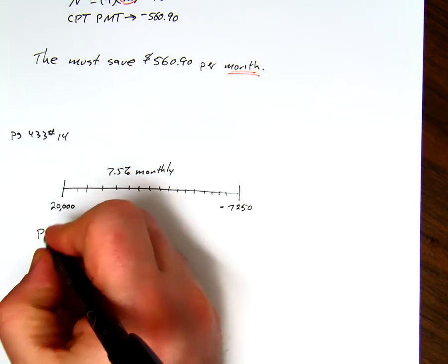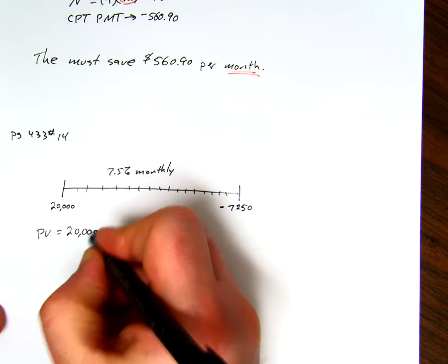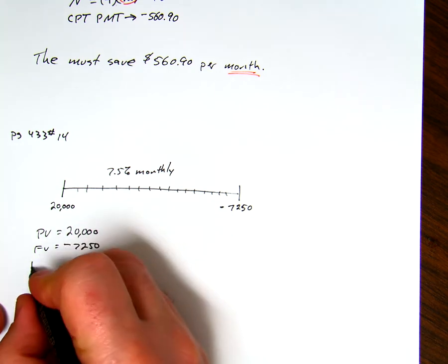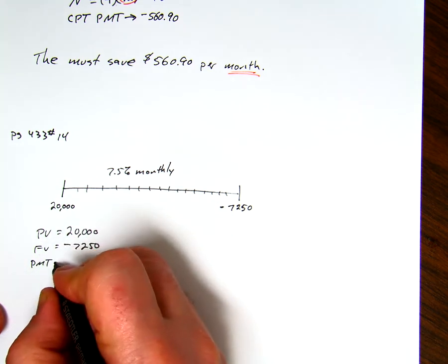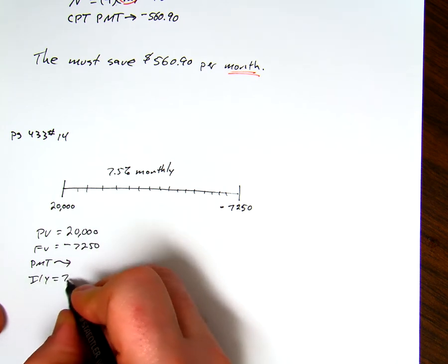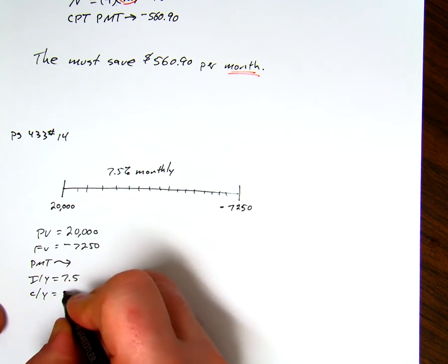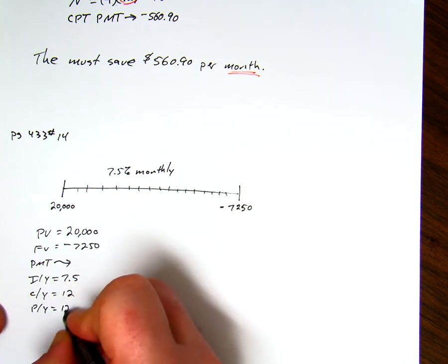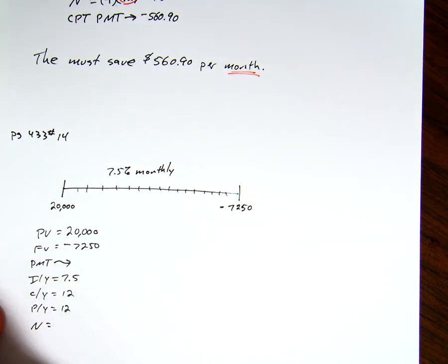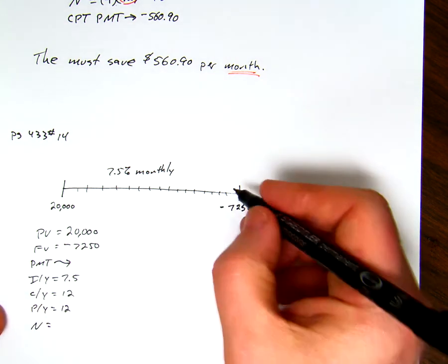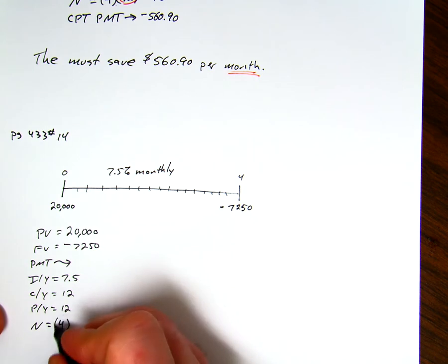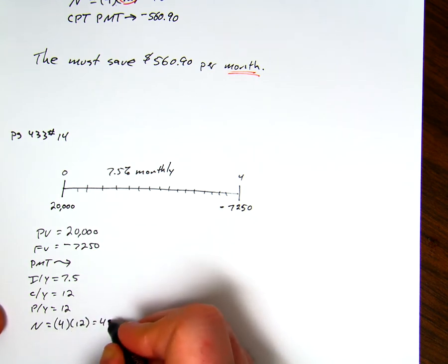Again, taking a look at things, we have a present value, which is $20,000. Our future value is negative $72.50. Our payment is something we're going to find, so that's our output. Our I per Y is 7.5. Compoundings per year is 12. Payments per year is equal to 12. And N, well, we didn't write this down. It's a 4-year loan, so again 0 to 4 years. 4 years at 12 times a year, that's 48.